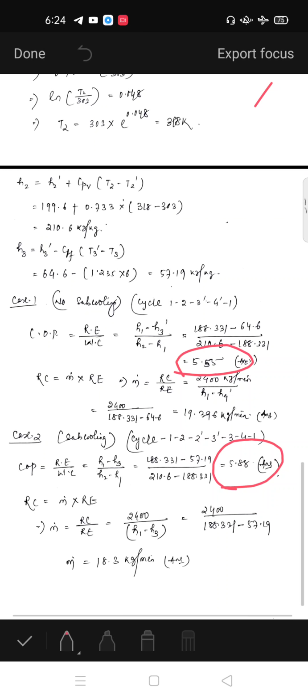And one more thing, if the cycle is longer, it means the cycle length is more, 1 2 2 dash 3 dash 3 4 1, and here the cycle is simple, 1 to 2 dash to 3 dash to 4 dash 1. So here the mass flow rate will be higher because the cycle is small, and in the longer cycle the mass flow rate will be less. Why? Because the refrigerant has to flow through more path per unit time. For the same time the mass flow rate will be less. In a similar way you can find the mass flow rate, that is 18.3 kg per minute. You can also convert it into kg per second.